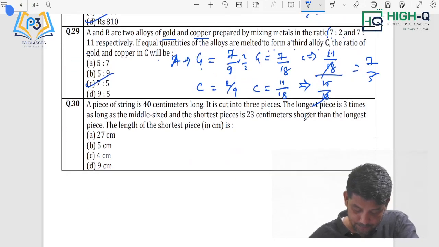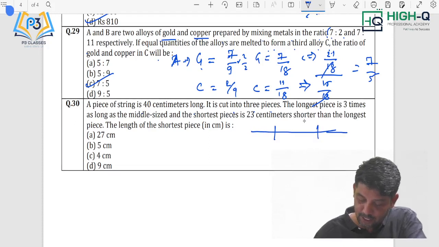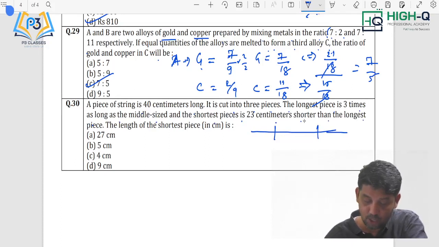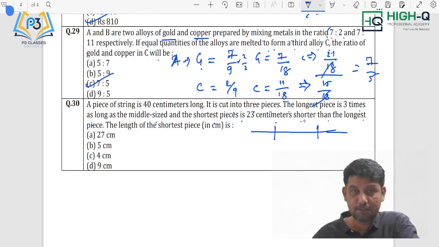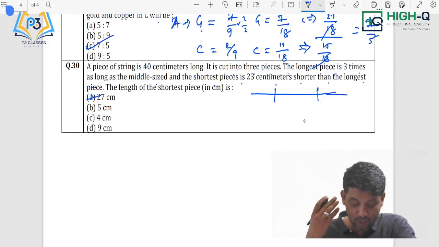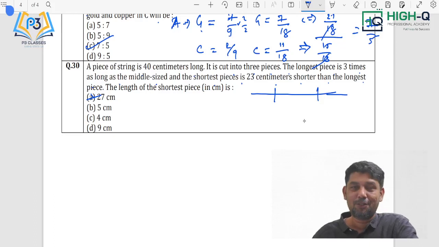Now next one. A piece of string 40 centimeters long is cut into 3 pieces. The longest piece is 3 times as long as the middle size and the shortest piece is 23 centimeters shorter than the longest piece. Find the length of the shortest piece. Best method, trial and error method. Don't take 27 centimeter, because 27 centimeter is not possible at all. Sir, why, sir? Because total is 40 centimeter, shortest cannot be 27 centimeter.